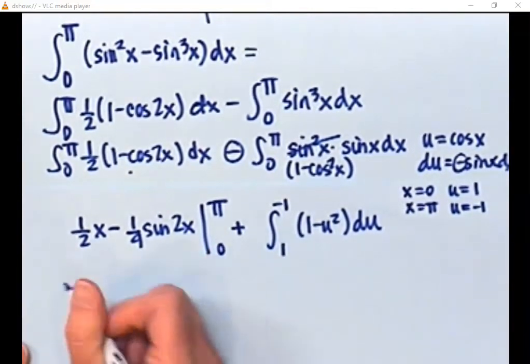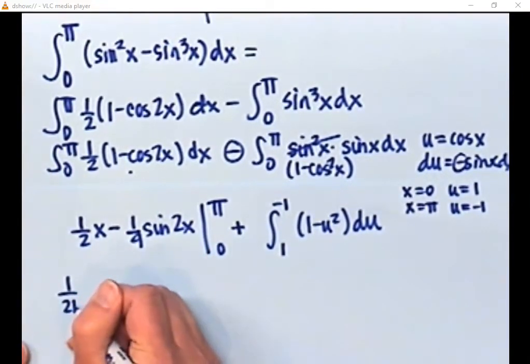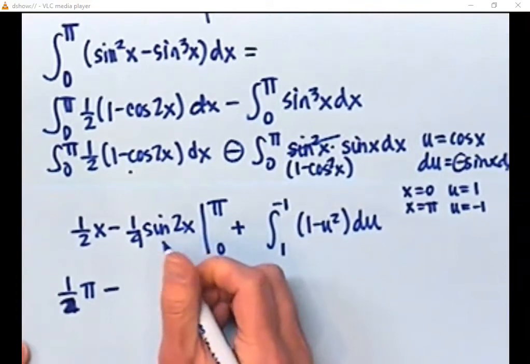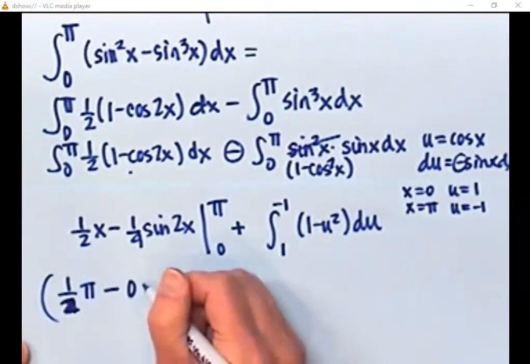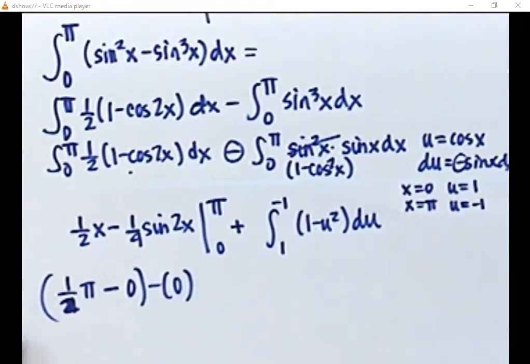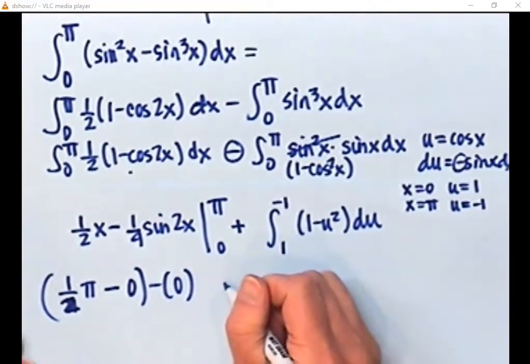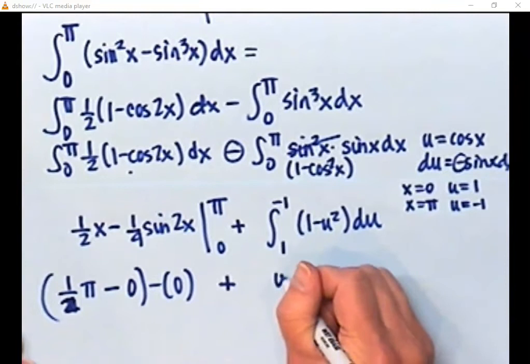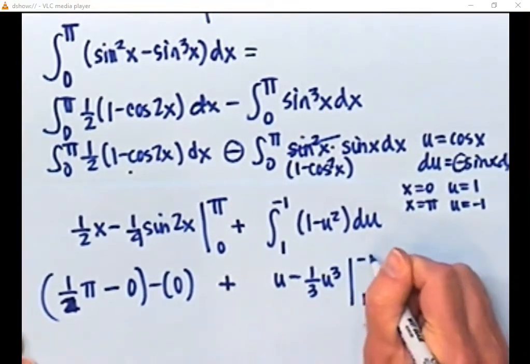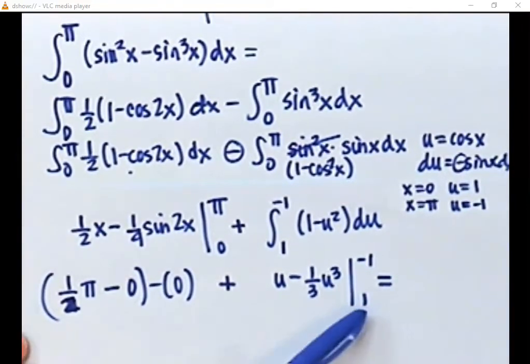So this one should give you 1/2 pi. And this will be minus sine at 2 pi, which is 0. Minus, both of those are also 0. So out of the first one, you should just get 1/2 pi. This one, if you integrate, you get u minus 1/3 u cubed, and you plug in 1 to negative 1. And you do have to do that order, which seems weird, but that's the order they were given in.